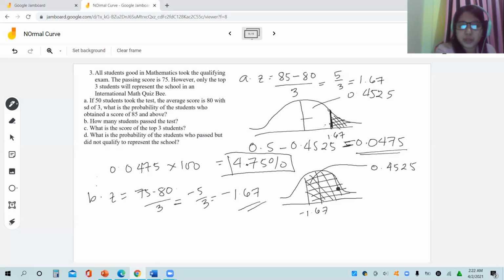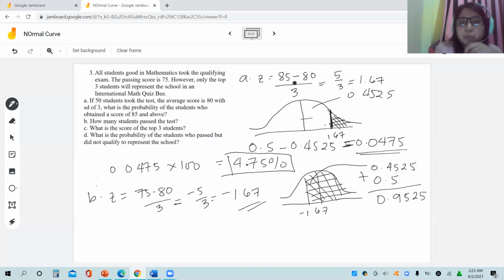0.4525. And we also know that half of the curve is equal to 0.5, so we will simply add 0.5. That gives 0.9525, or 95.25% of the students obtained a score of 75 and above.